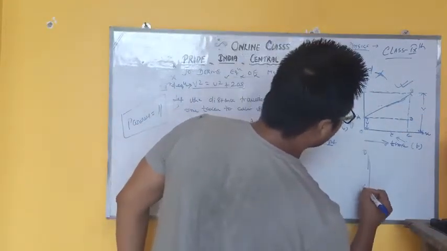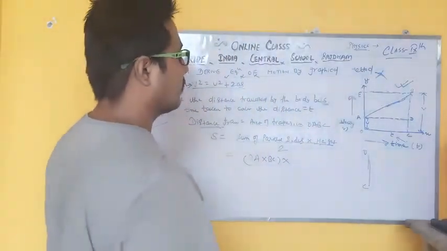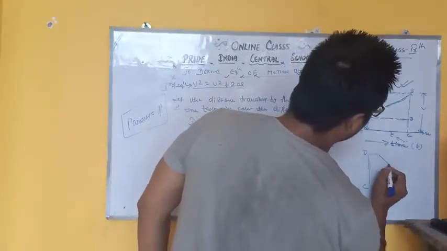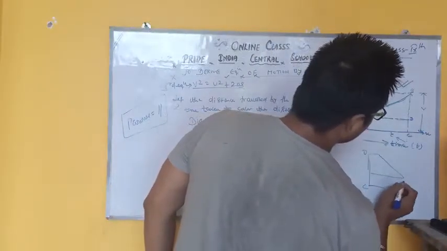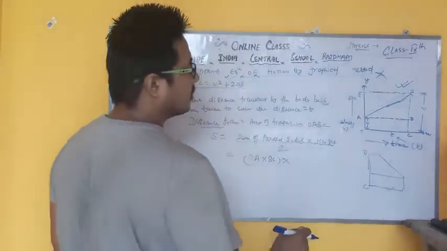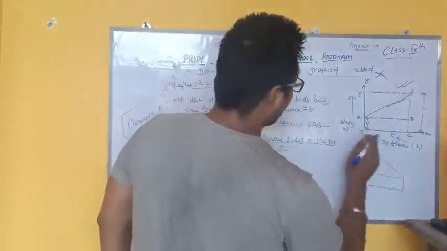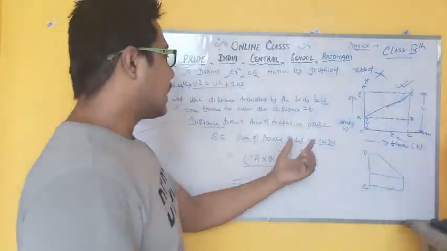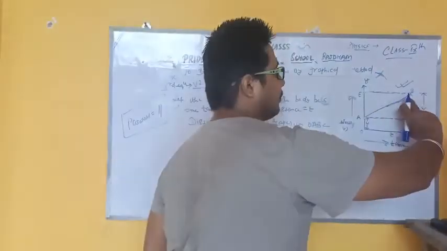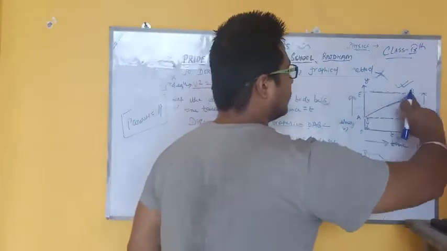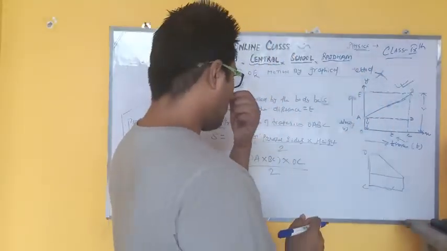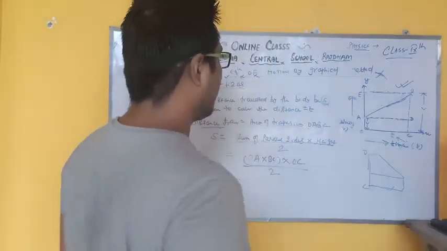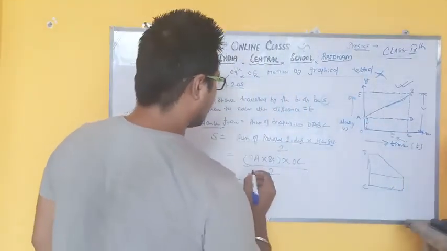This will become OC, correct? This will become like this, then this will again fall like this, and this will become like this. So this is OC divided by 2. The sum of the parallel sides, these two are parallel sides, right? This and these are parallel sides, into height. This is the height, OC divided by 2. So this becomes what?